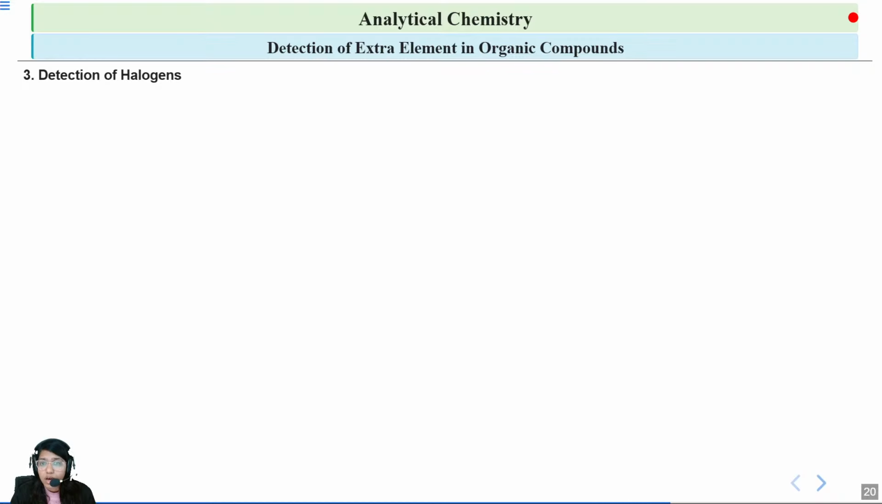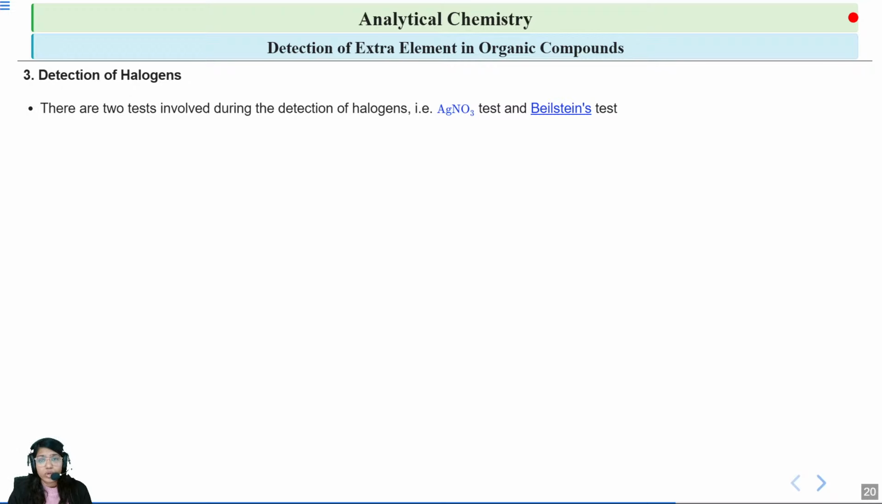Now let's see how we will detect the presence of halogen elements such as chlorine, bromine and iodine in an organic compound using Lassaigne's extract. When an organic compound is fused with sodium metal, halogen present in the organic compound forms sodium halides. To detect halogen, two common tests are used. First, the AgNO3 test, that is, the silver nitrate test, and second, the Beilstein test.